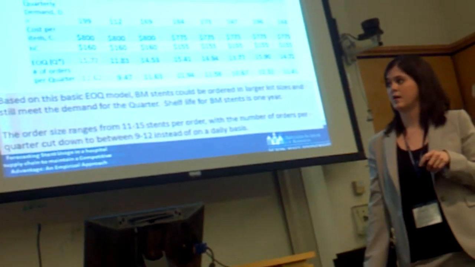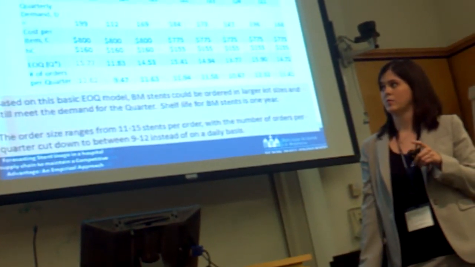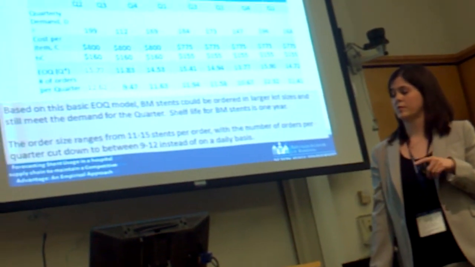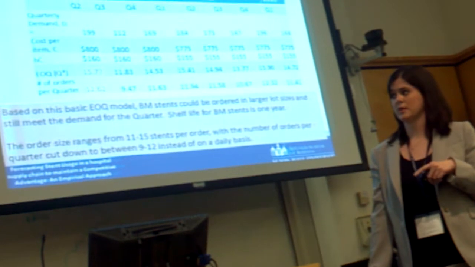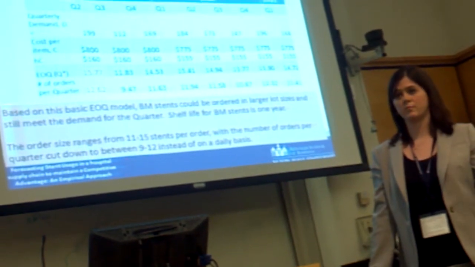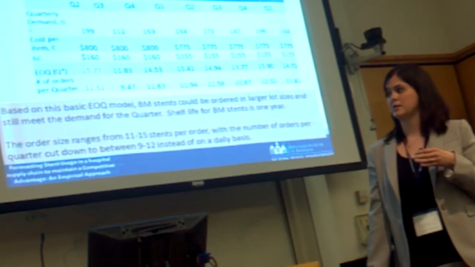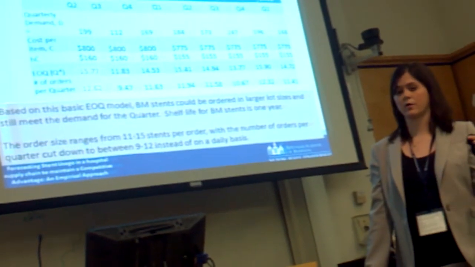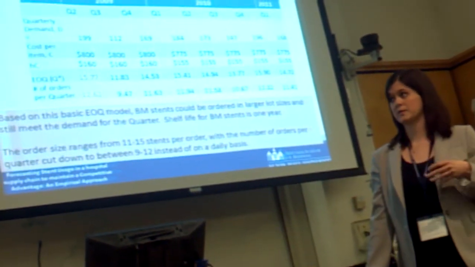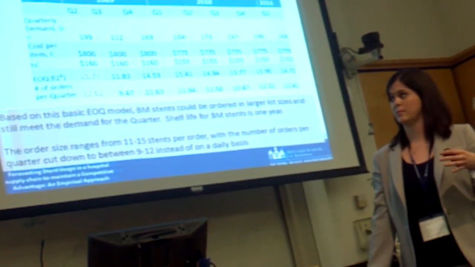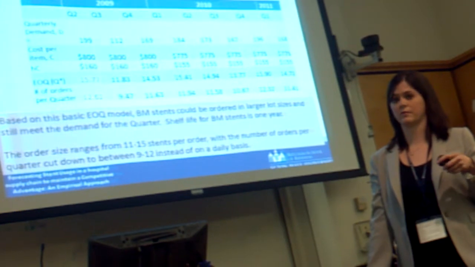We see here from the preliminary EOQ model that the stents can be ordered in larger lots and at different variables. So if you were to look at Q2 of 2009, you would need to order them 12 times per quarter instead of every day. So instead of 65 orders, you're doing 12 orders of 15 stents, and you're still going to be able to reach the quarterly demand of 199.